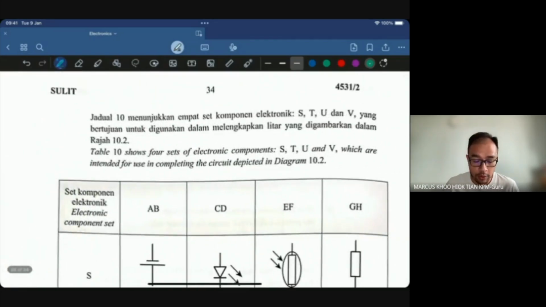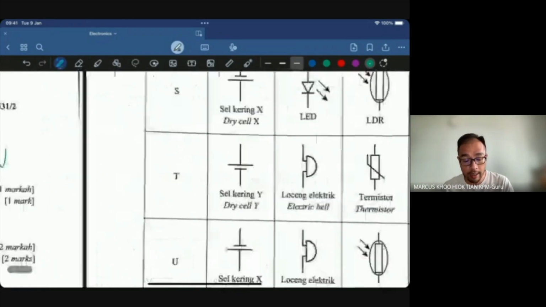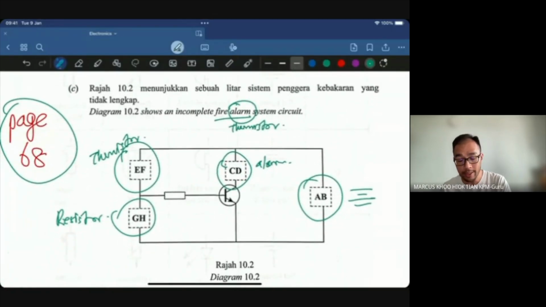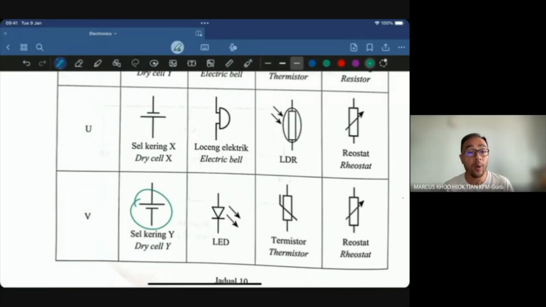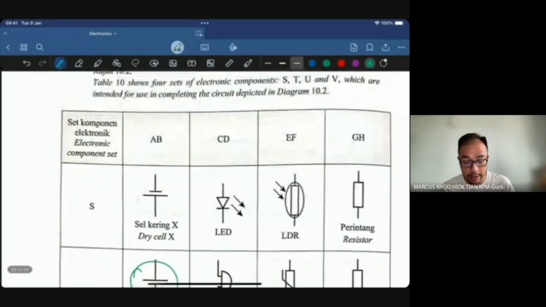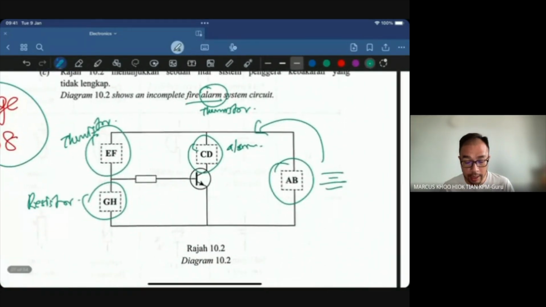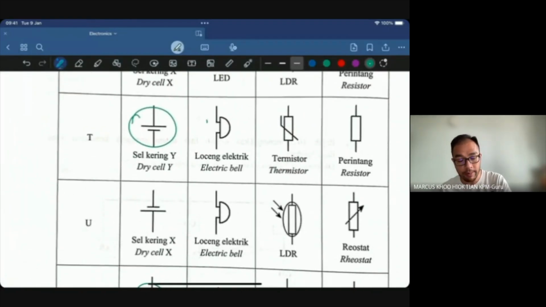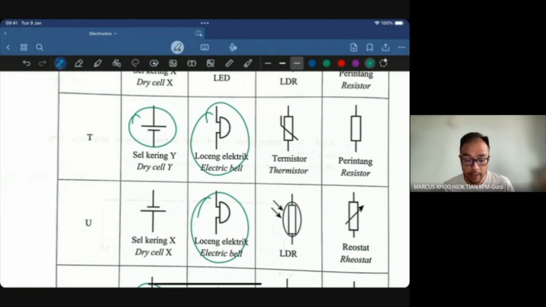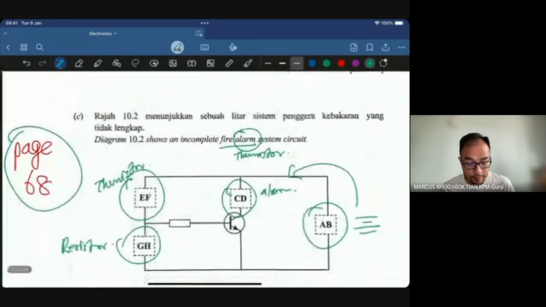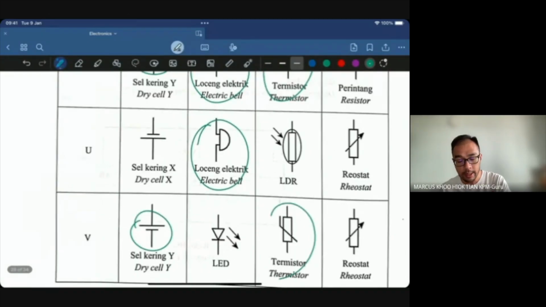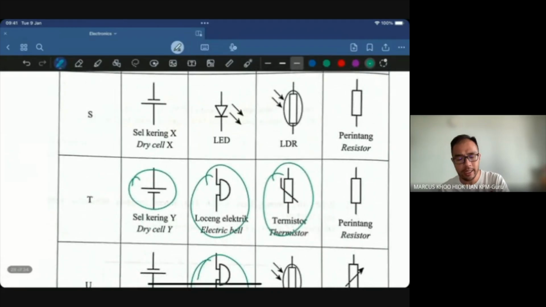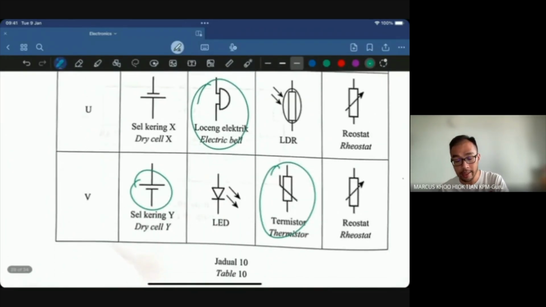If you take a look, AB should be, the positive should be upwards, because we want it to be forward bias. So either this or this, dry cell Y. CD is the alarm, so electric bell. EF should be the thermistor, not the LDR. And then finally, at this point you know that you are going for T already. The standard resistor.